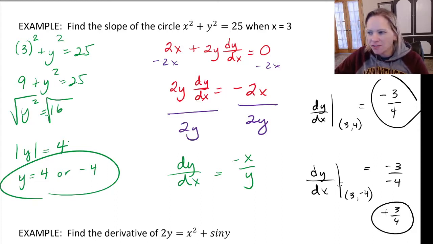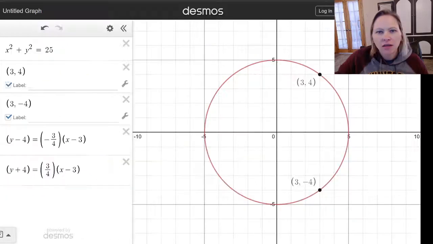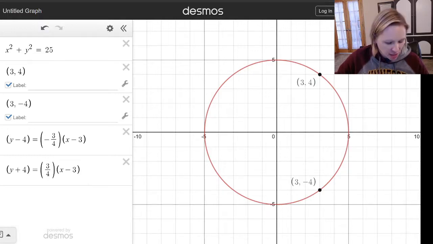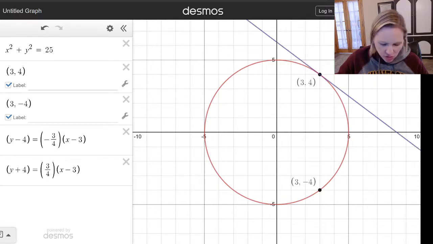Let's take a look at what the graph looks like, because it's always good to see a picture and confirm what's going on. So here we are at the graph of this circle, and you can see that when x is 3, yep, here are the two points on the circle. And when I take a look at the two lines, one has a slope of negative 3/4 and passes through (3, 4). So here's a picture of that one. It's a point of tangency, and this line has a slope of negative 3/4. The other one has a positive slope of 3/4, and there it is. And it passes through a slightly different point, so you can see the y value is negative 4.